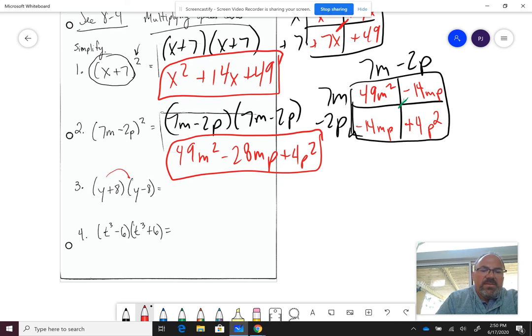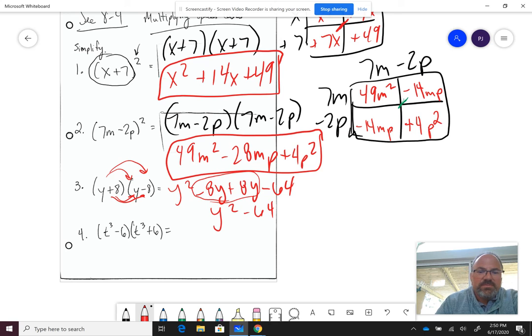When you multiply these together, these are called the difference of two squares. And what ends up happening, you get y squared minus 8y plus 8y minus 64. What happens is these terms in the middle cancel each other out. Positive 8y and negative 8y cancel each other out, and you're left with y squared minus 64.